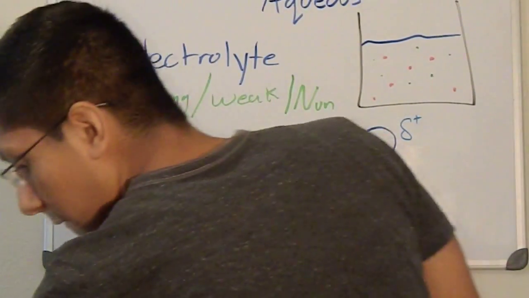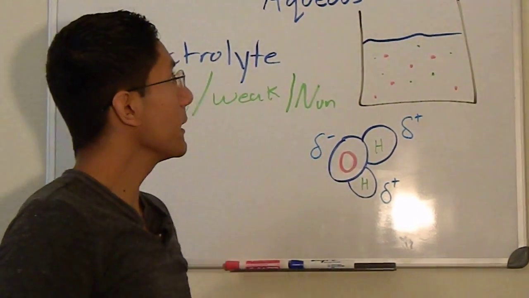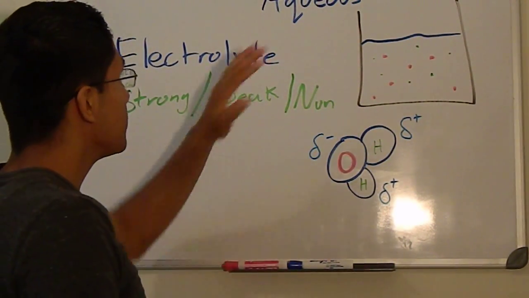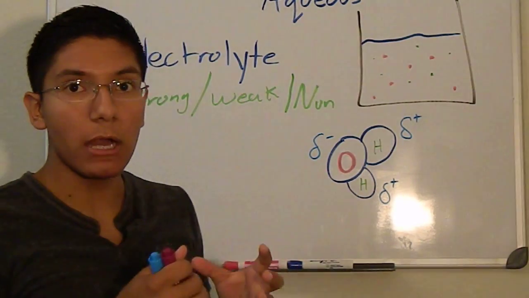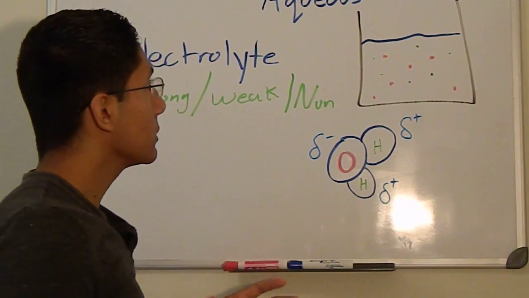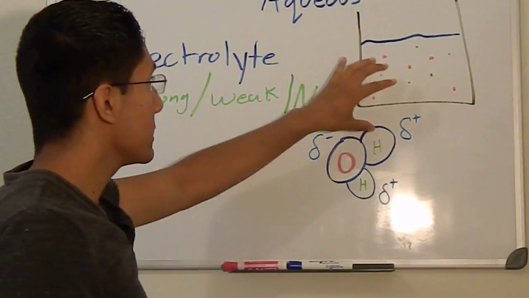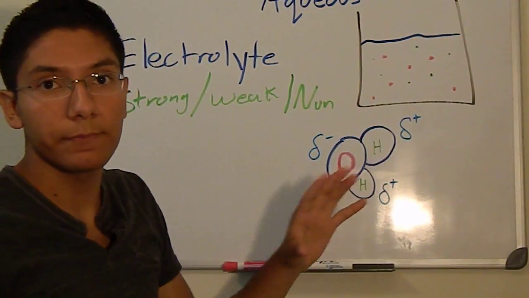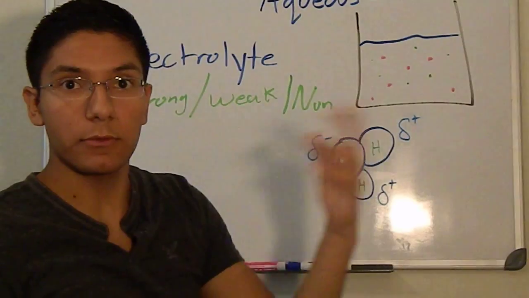Hey guys, welcome back. In this video we're going to be talking about aqueous solutions. Basically, a solution is just a mixture. Specifically, an aqueous solution is when water is the major component, and the major component is called the solvent. In this case the water is the solvent, and the particles that are in the water are the solute. So the water, the solvent, is dissolving the particles, the solutes.